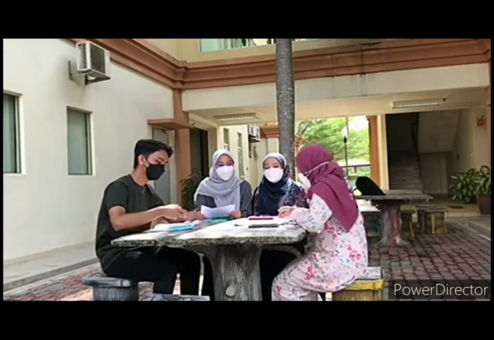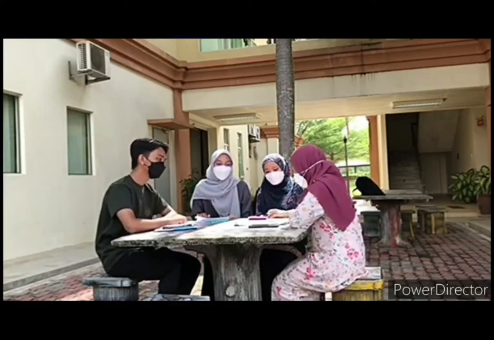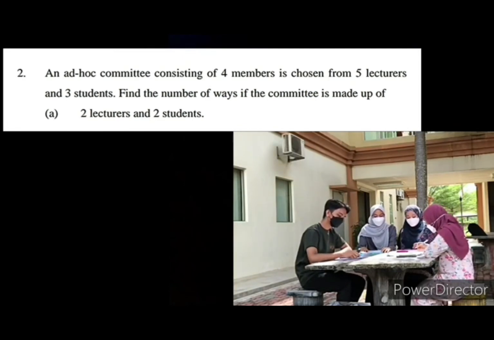Okay, good evening. We are going to discuss question 2 from set A. First, we read the question. An ad hoc committee consisting of 4 members is chosen from 5 lecturers and 3 students. Find the number of ways if the committee is made of 2 lecturers and 2 students.